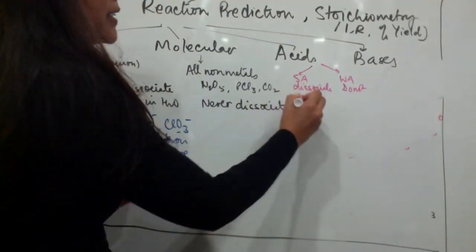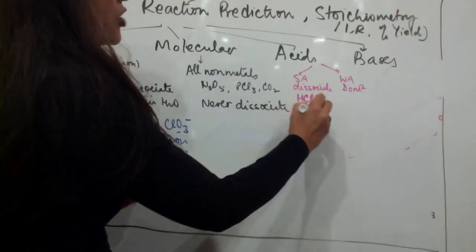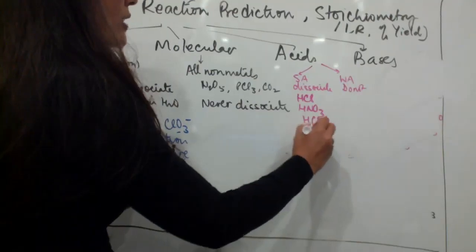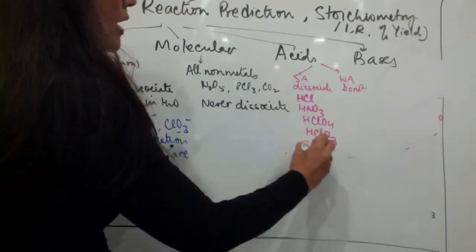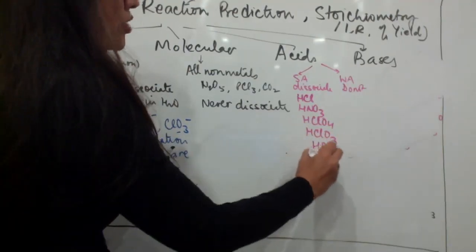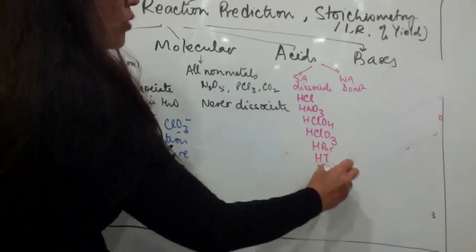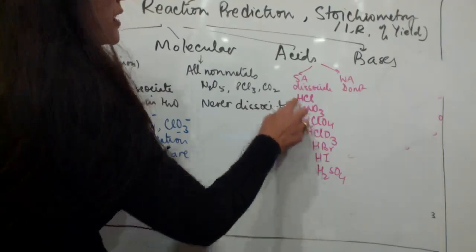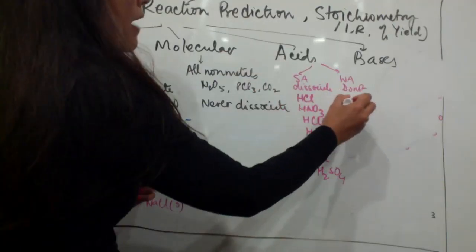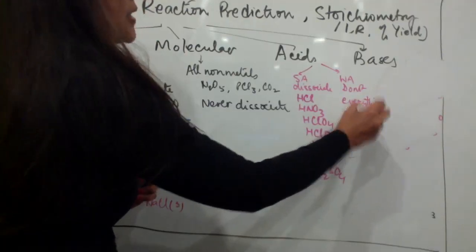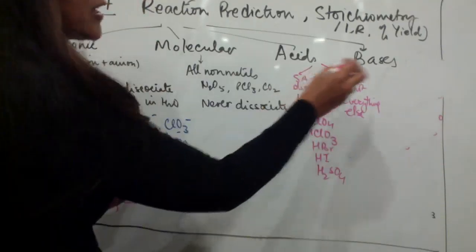Strong acids are a list of 7: HCl, HNO3, HClO4, HClO3, HBr, HI, and H2SO4. 1, 2, 3, 4, 5, 6, 7. And everything else is a weak acid. So these will dissociate.